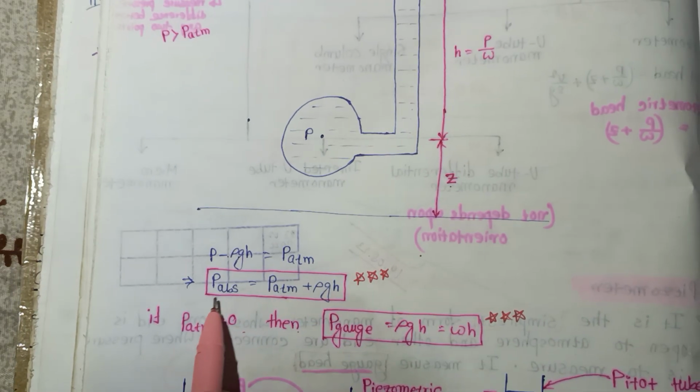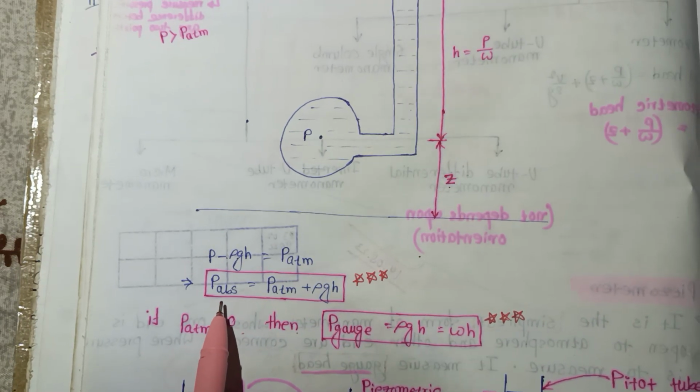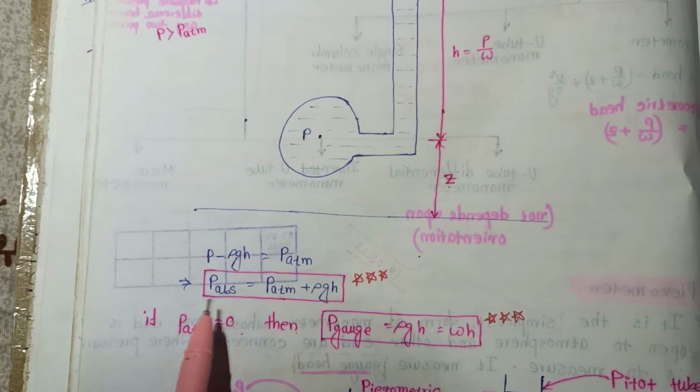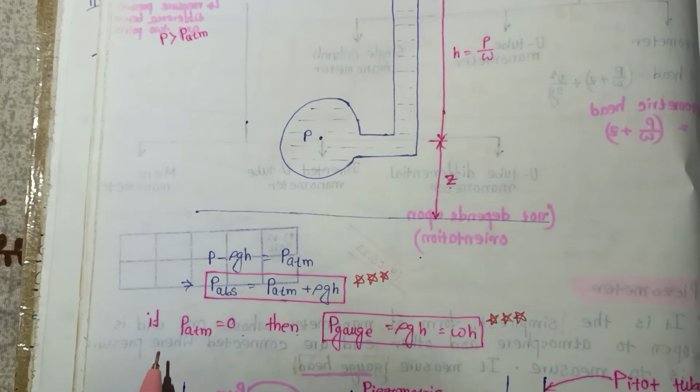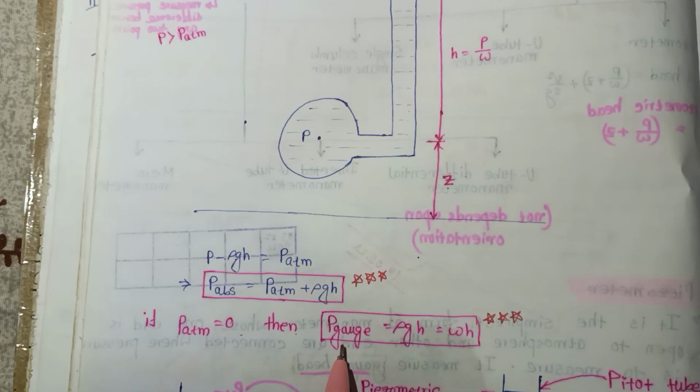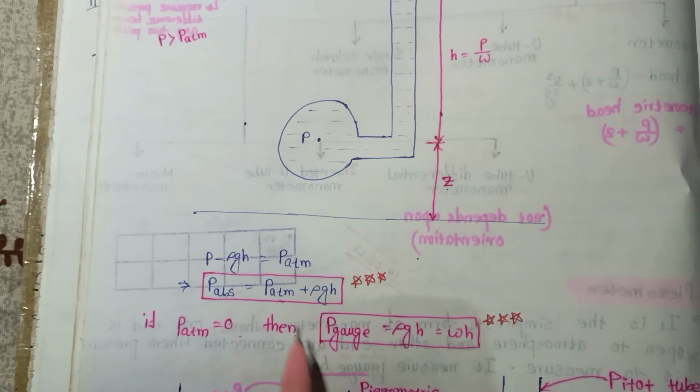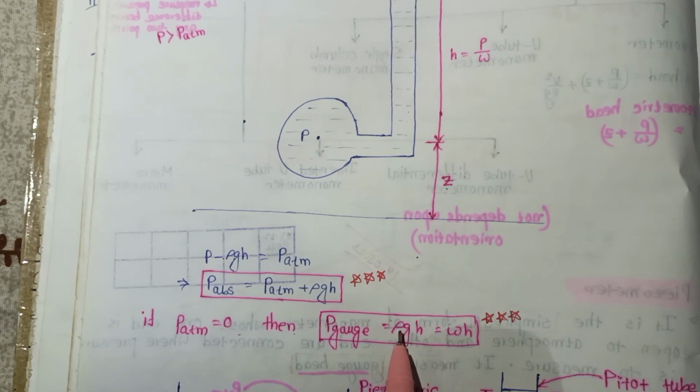So P here is the absolute pressure. Now if the atmospheric pressure is 0, then it is known as gauge pressure. So what will be the gauge pressure? That is rho into g into h, and rho g we know is omega, so it is omega into h.